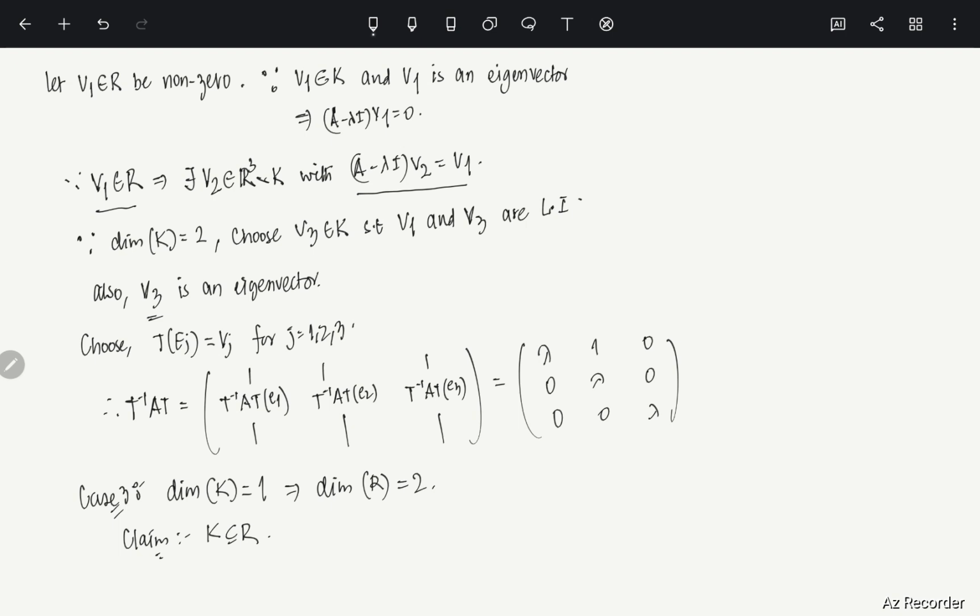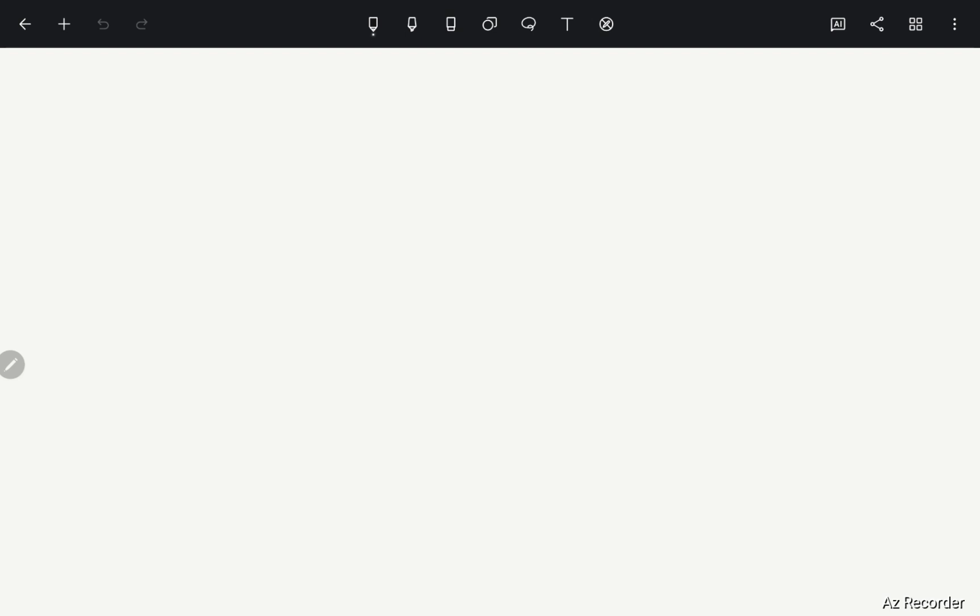Okay. We have to prove that. We did not prove it, but this is our claim. Okay. So, if this is not the case, then A minus lambda I times R equals R, right? Yes, if K is not contained in R, then A minus lambda I times R has to be equal to R.